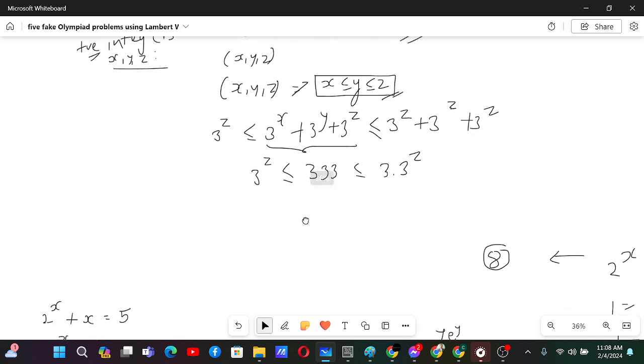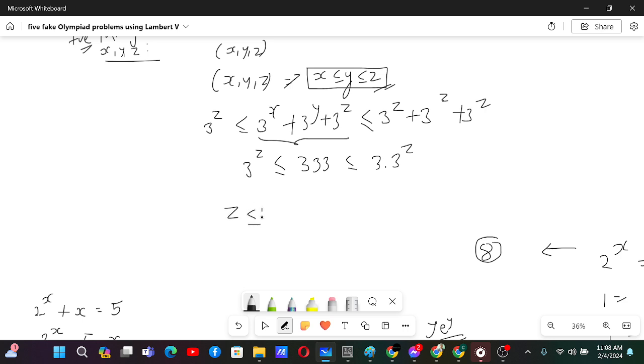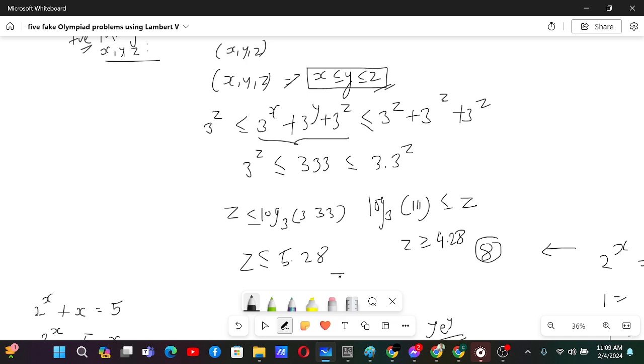From this, z is less than or equal to log base 3 of 333, and log base 3 of 111 is less than or equal to z. I can take logs in inequalities because log is an increasing function, so that doesn't hamper anything. Taking the logarithms, z is less than or equal to 5.28 and z is greater than or equal to 4.28. Since z is an integer, the only option for z is 5. So we get the value of z.